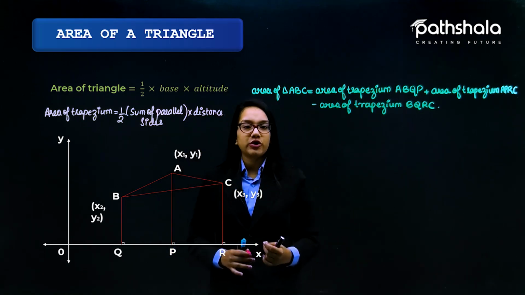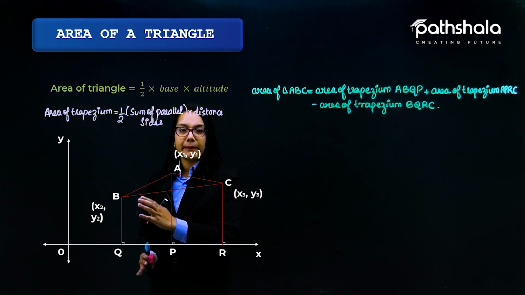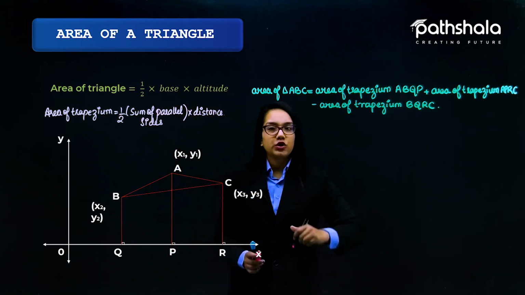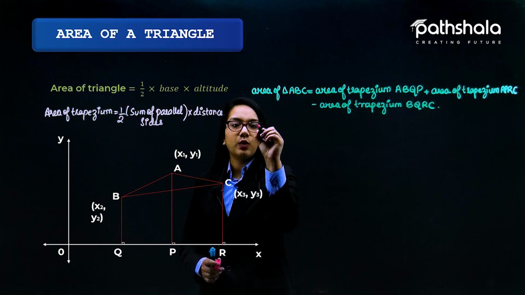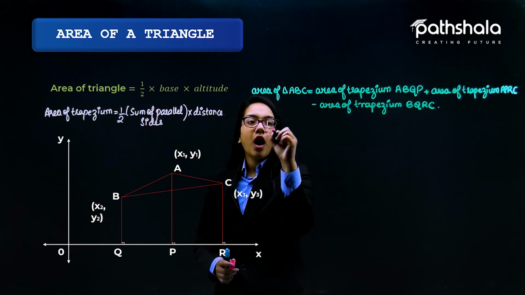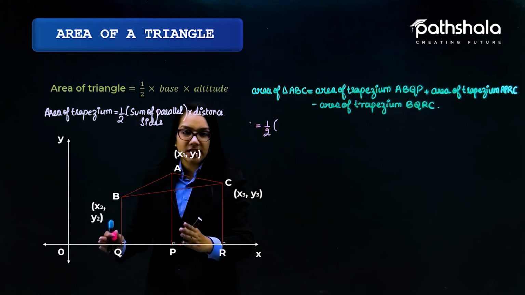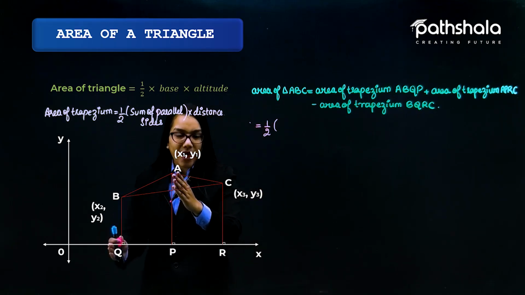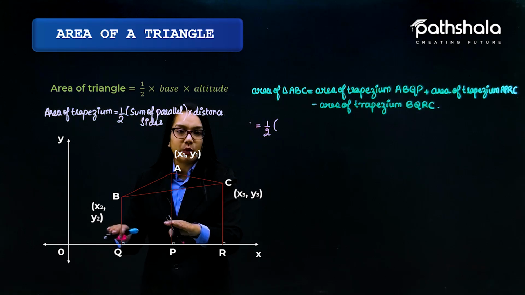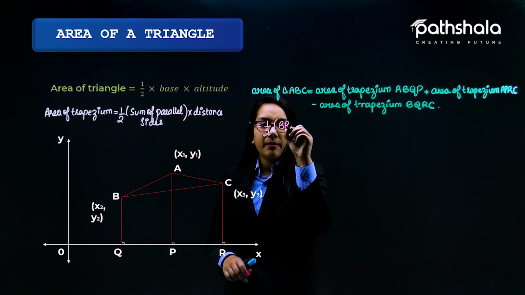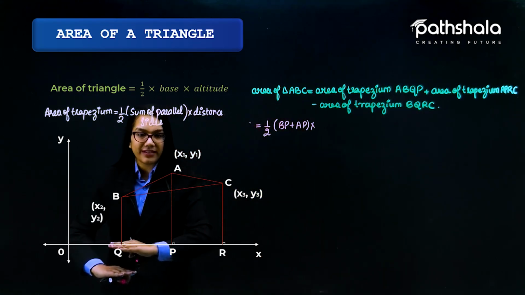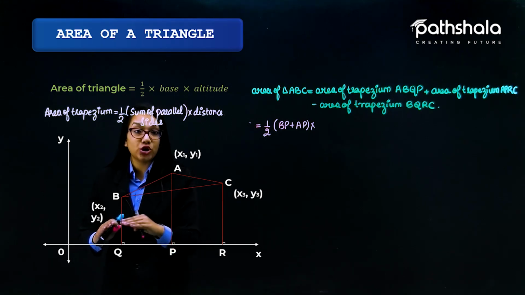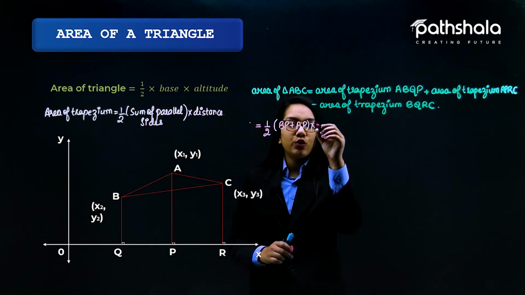So let's talk first of all about the area of the trapezium ABQP. The area of the trapezium is equal to half into the sum of parallel sides. As you can see, the parallel sides of this trapezium are BQ and AP. So this would be BQ plus AP into the distance between them. The distance between them is nothing but QP, the distance between these two parallel lines. So this will be into QP.